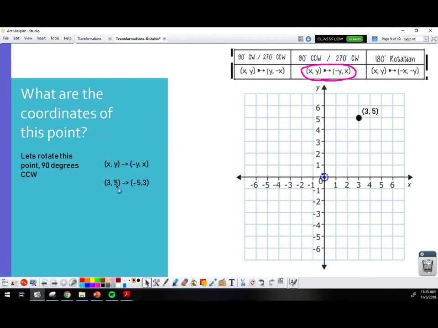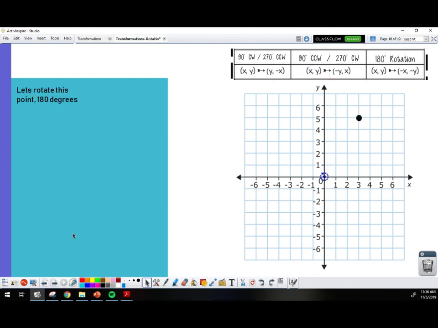So 3, 5 becomes the opposite of my y, which is -5, and then x is 3. So that's going to be my new point. And what that's going to look like is when I rotate this point 90 degrees counterclockwise, I'm going to end up at -5, 3.